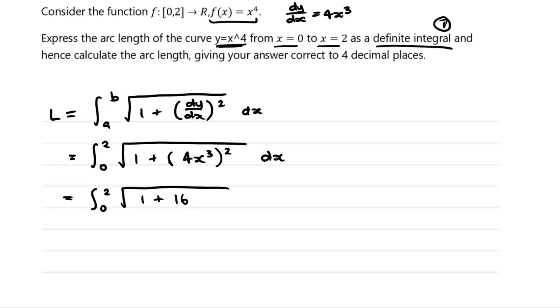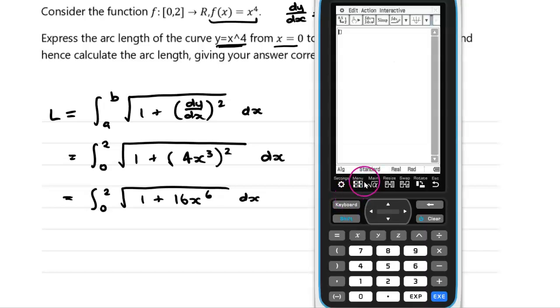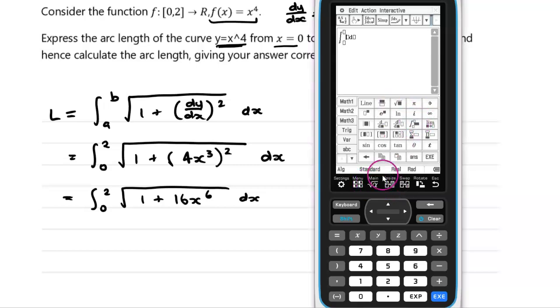1 plus 16x to the 6 dx. Let's put this one into our calculator and get it to 4 decimal places. So let's try those two techniques that we just spoke about. Let's do it doing just the integral. That would be from 0 to 2.